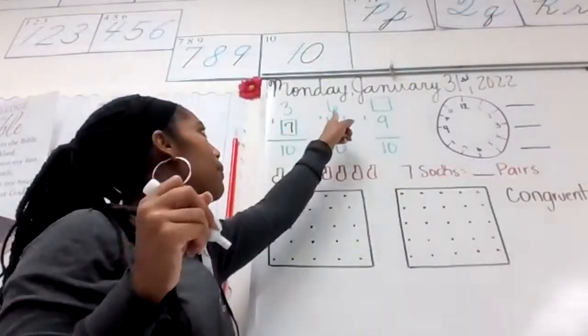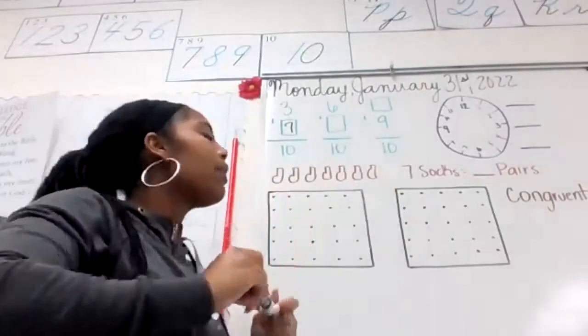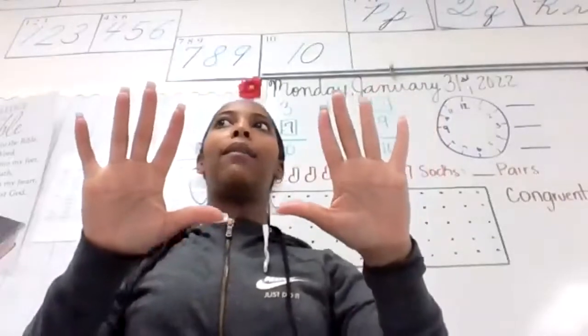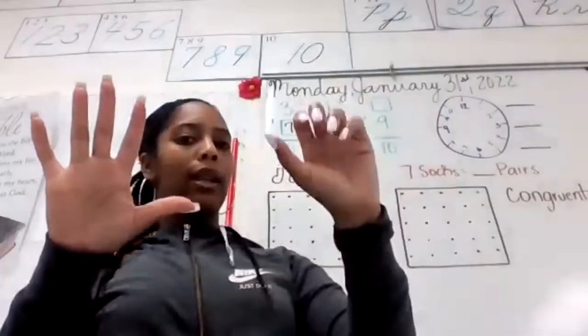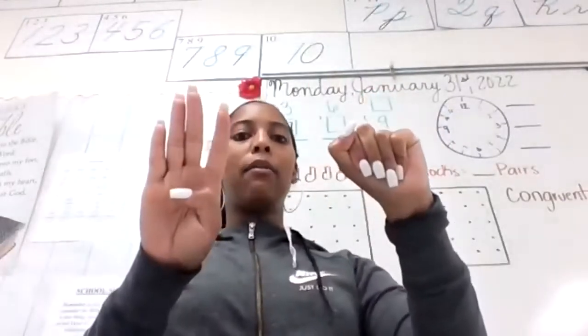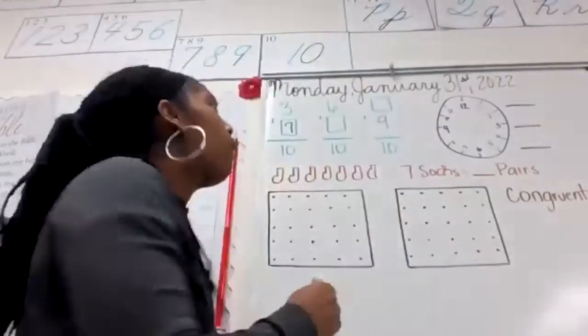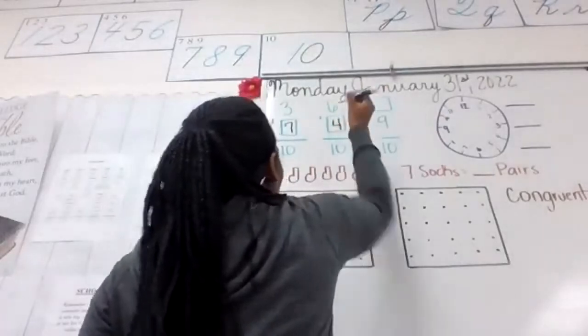Next, I have 6 plus blank equals 10. So I know that I'm trying to get to a total of 10. How many do I have? 6. So let's take away 6. How many remaining? 4. So that means 6 plus 4 equals 10.